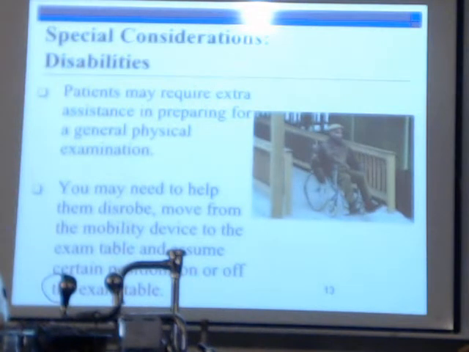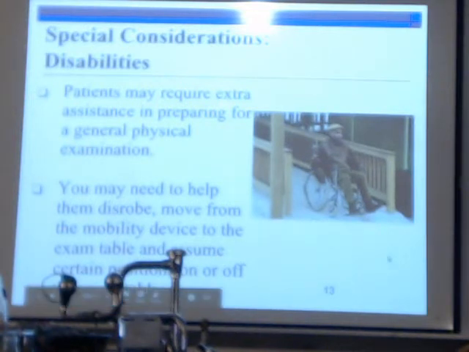Also, we want to be sure that we are aware we may have to help them change their clothes. We may have to help with transferring from chair to exam table and then back. So be sure that you are mindful of that and respectful of that, and ask. Don't leave a patient in a wheelchair on an exam table where they can't get to their wheelchair or their crutches or their cane. Be sure that they have all of the equipment necessary that they would need in case of an emergency.